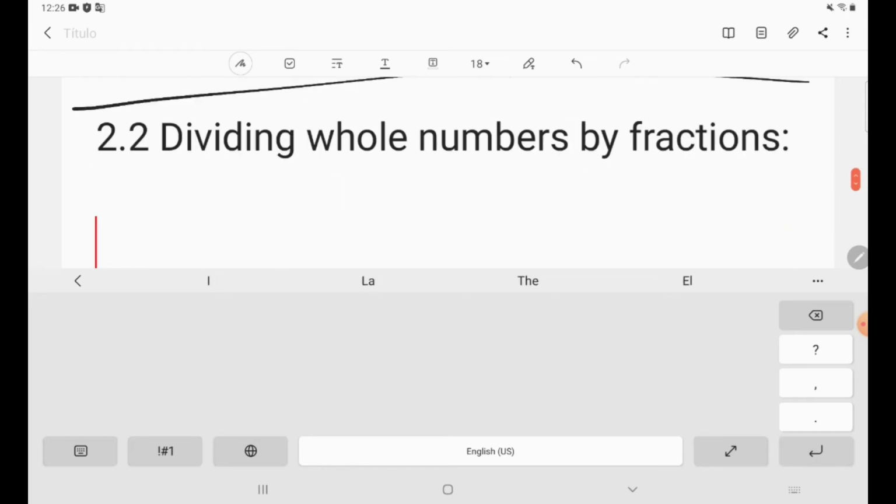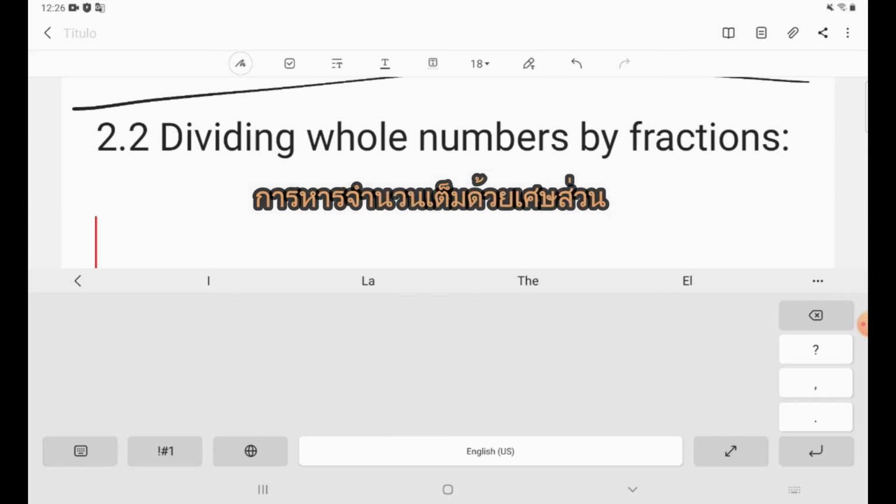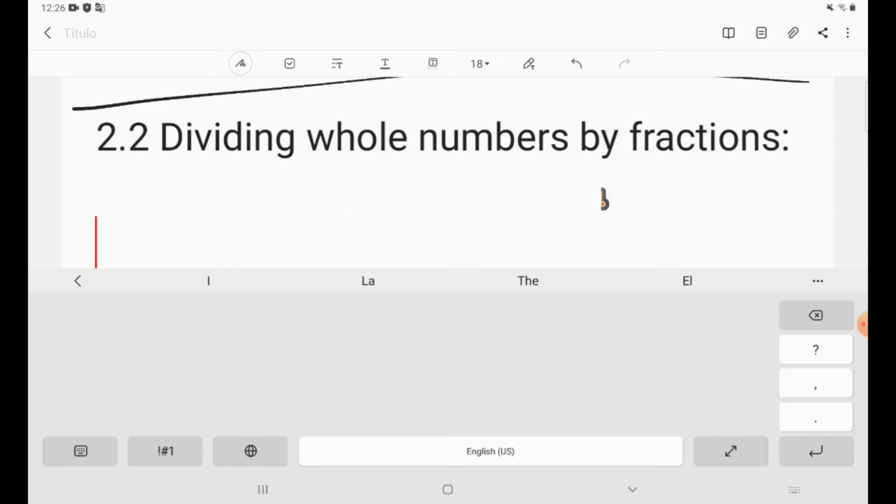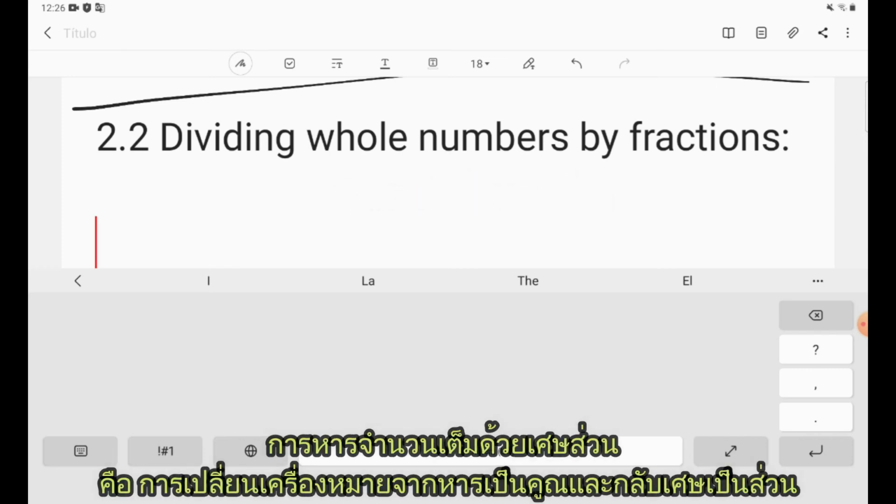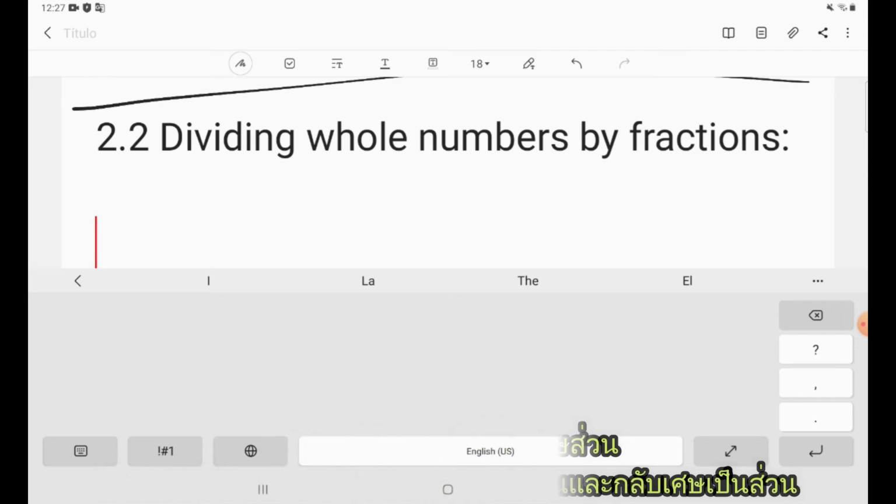This is on page number 72, and same as always, we have a few examples to do. First let's read the explanation. There is a speaking pencil telling us that the quotient of a whole number and a fraction can be calculated by multiplying the whole number and the reciprocal of the fraction. How to do that? Let's make some examples.